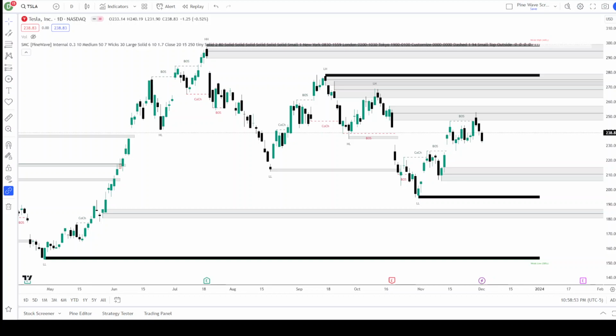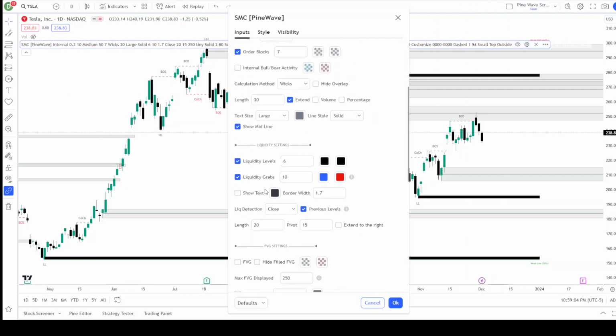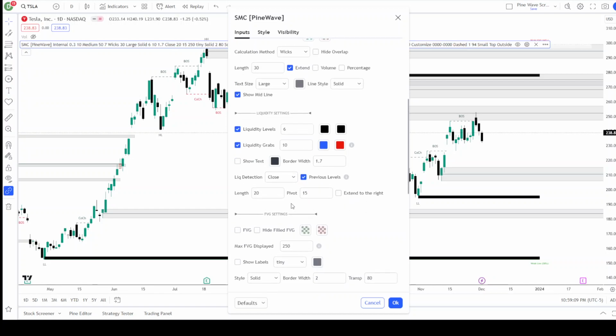And all right, so we got that note in. All right, so our liquidity levels, got those. See if that shows anything. Nope, still not seeing anything.